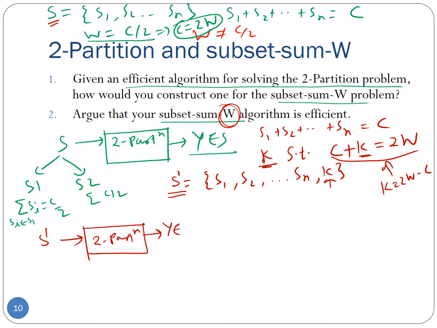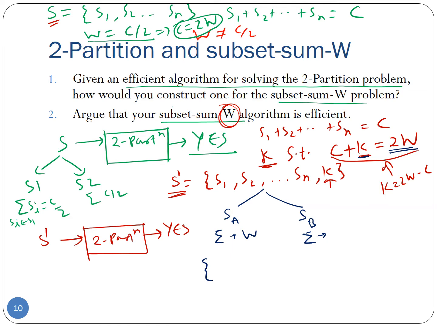If this algorithm says yes, then it means it is possible to break down this S prime into two parts such that they both add up to W. Why is that? Because we just added this constant K to the original set, and K is computed such that S1 plus S2 up to Sn plus K is equal to 2 times W. So if it is possible to break down this S prime into two subsets, let's say SA and SB, with equal sums, then they both should add up to weight W.